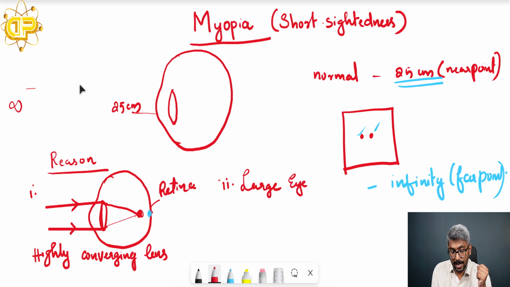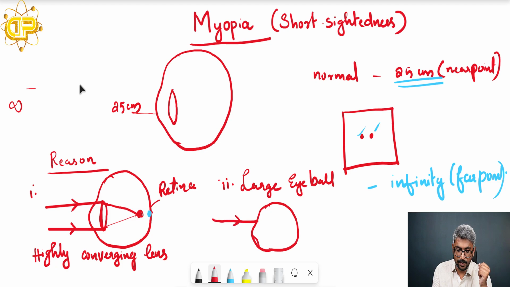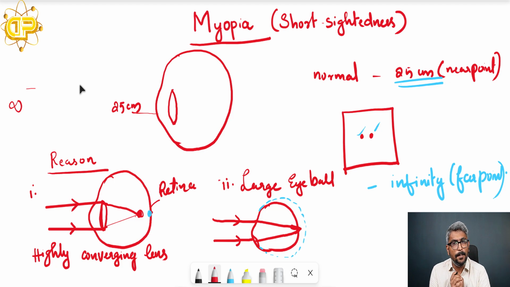A usual man's eyeball will be like this, an average size. Then the light rays will come from infinity, converge and fall somewhere here. Just imagine that instead of this usual size, a man has a bigger eyeball. Then obviously the converging will take place and the rays will converge and form the image somewhere here, in front of the retina. Here also you will have the same defect. These are the two major reasons for myopia.